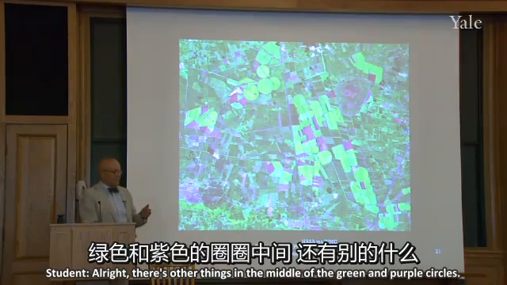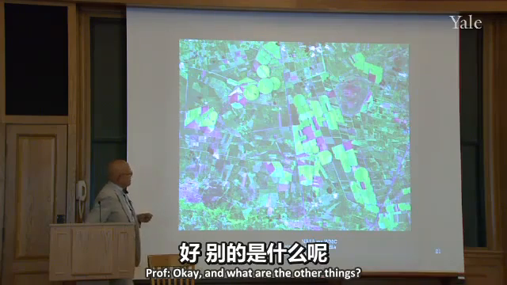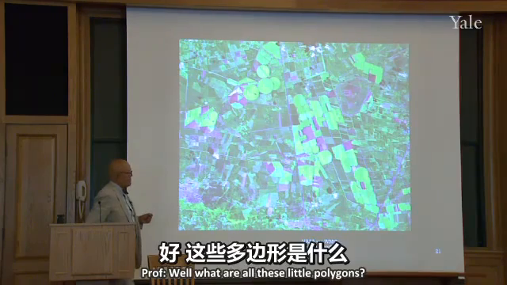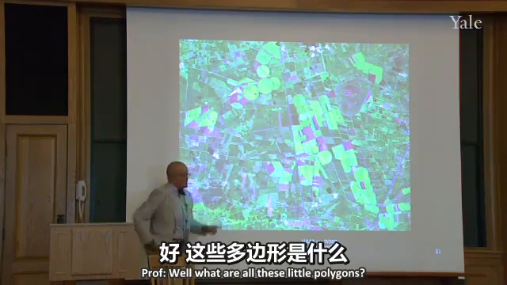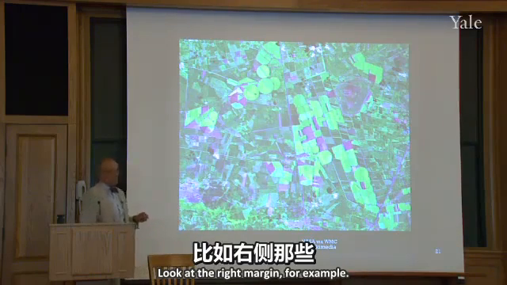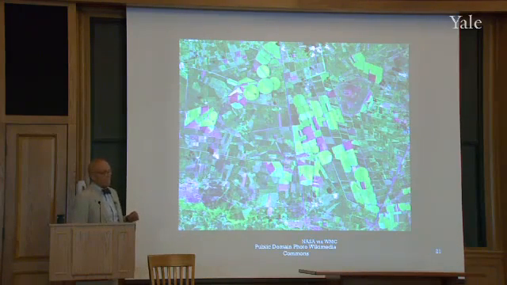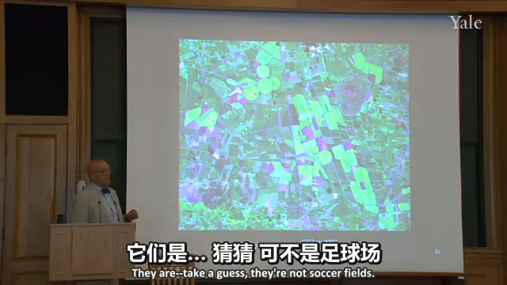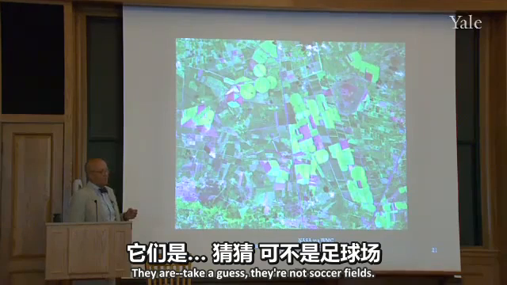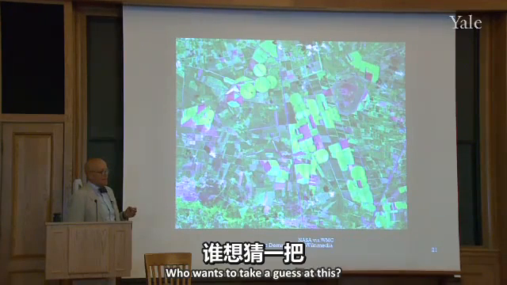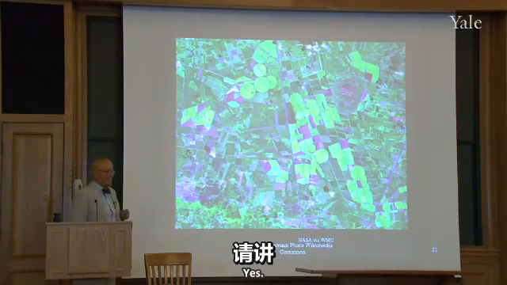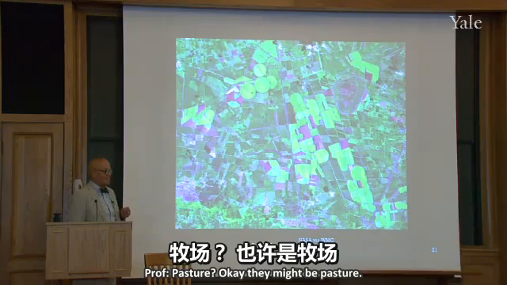All right, there's other things in the middle of the green and purple circles. Okay, and what are the other things? I can't tell if that's houses or... Well, what are all these little polygons? Look at the right margin, for example. Take a guess. They're not soccer fields. Who wants to take a guess at this? Yes? Pasture? Okay, they might be pasture.